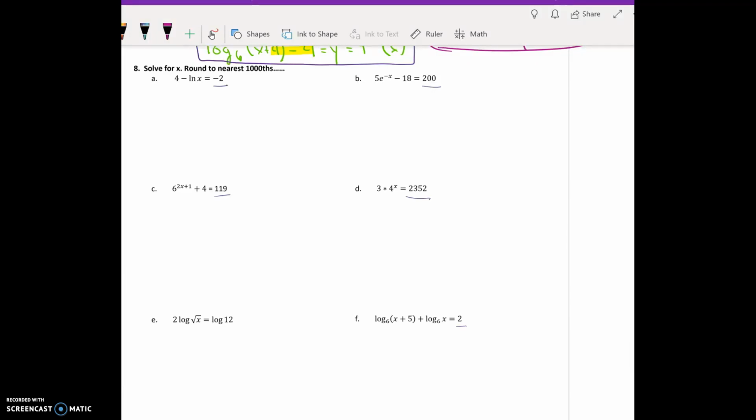But F, I have a constant. So just kind of these first couple problems, how I solve those, I'll be turning them into their opposite form. So if I see a log, I'll be making an exponent. And if I see an exponent, I'll be making a log.